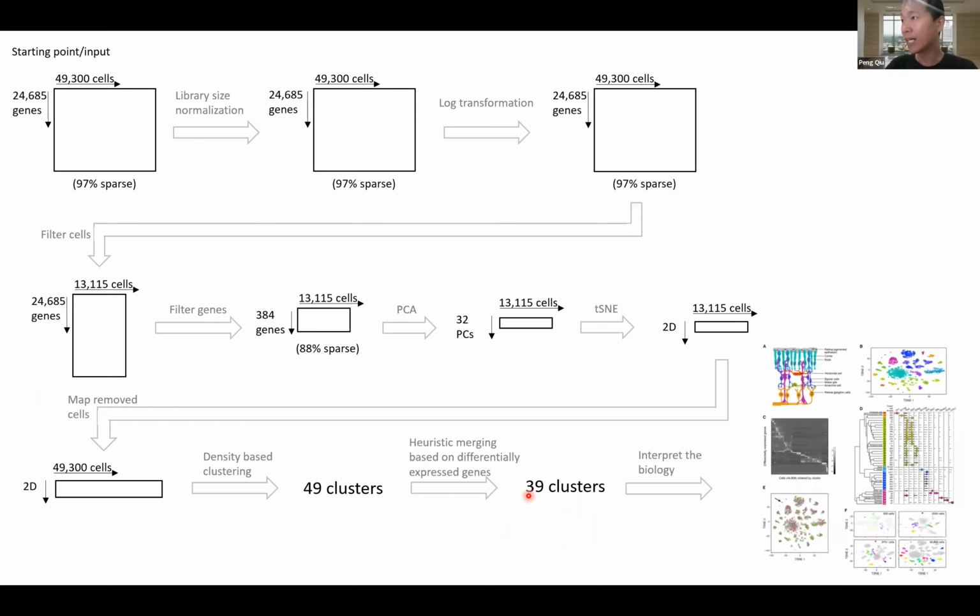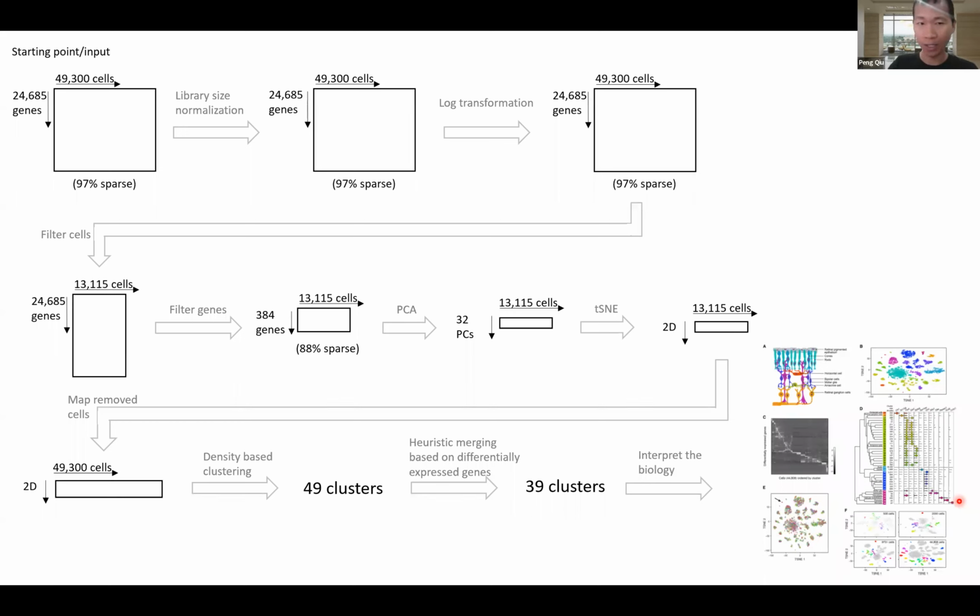At the end of the day, they presented this t-SNE plot with 39 clusters, and they showed that different clusters show distinct marker genes with expression consistent with what they expected. They also showed that among these 39 clusters, there was at least one, maybe more, cluster corresponding to cell types that were not known before, and they had some experimental validation to validate those novel cell types. Okay, so this is their whole data analysis pipeline.